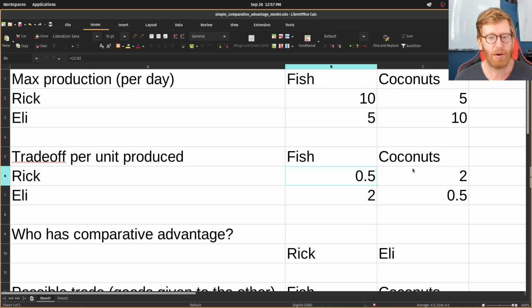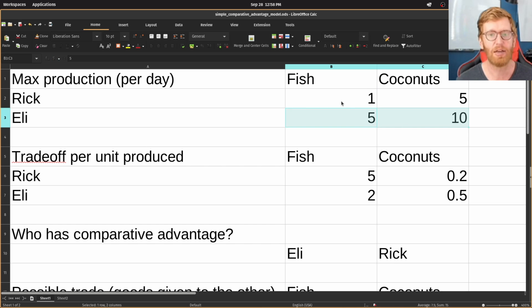So we found my trade-offs. We've also found Eli's trade-offs. In this case, they just go the opposite direction. If we change our numbers, we will find that these numbers update for us. Right? So we're going to come back to 10, but let me just show you really quickly that even in a case where Eli has absolute advantage, he can produce more fish in a day. He could produce more coconuts in a day.